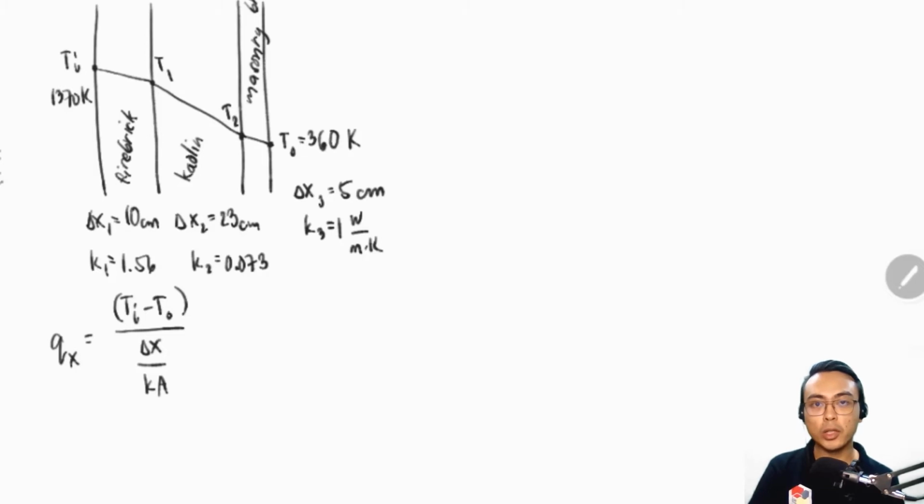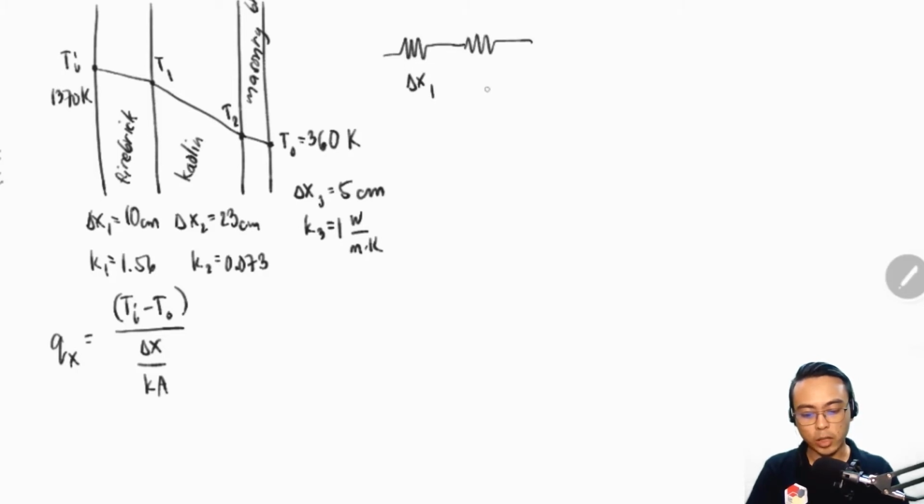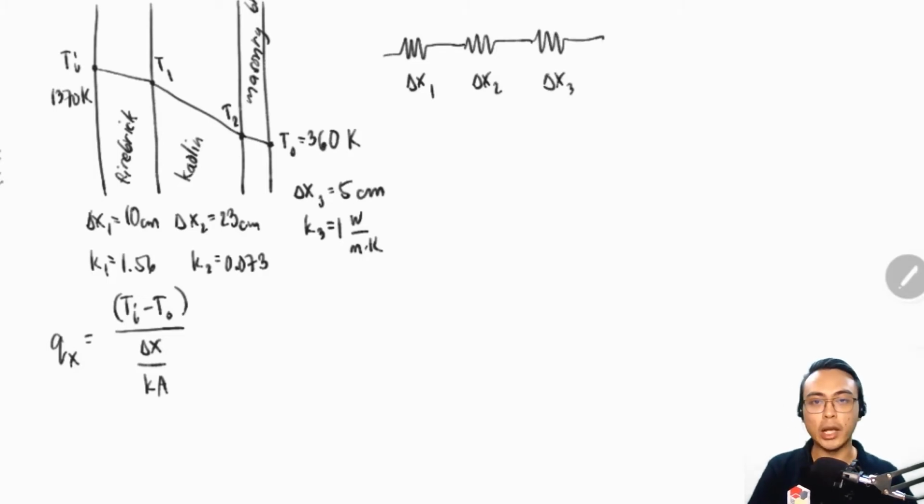Now, if we want to consider the resistance of each layer, which we need to because we are solving for the junction temperatures, we first have to represent this in terms of resistances in electrical circuits. An appropriate and equivalent diagram of what we have here would look like this. The first resistor pertains to the first layer, that's delta x1. The second resistor pertains to delta x2 or the kaolin layer. And the third resistor pertains to delta x3 or the masonry brick layer.